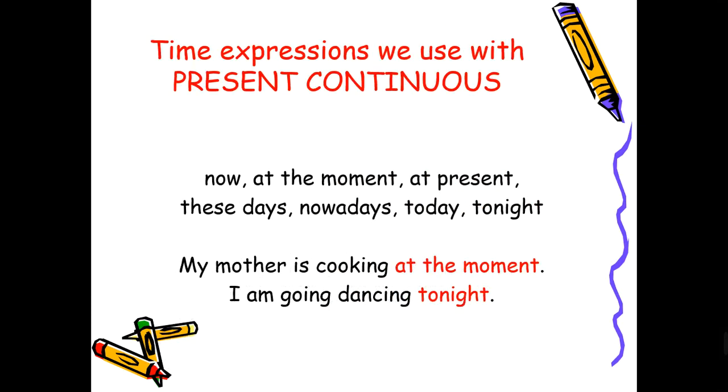That's why we use the present continuous to express them. Time expressions that we use with the present continuous are now, at the moment, at present, which means at present time, these days, nowadays, today, tonight, and so on. For example, you say, my mother is cooking at the moment. I am going dancing tonight. So these are future plans, and you're using the present continuous to express them.